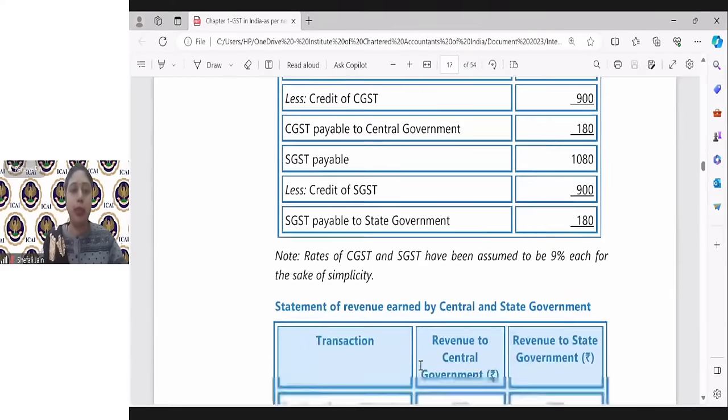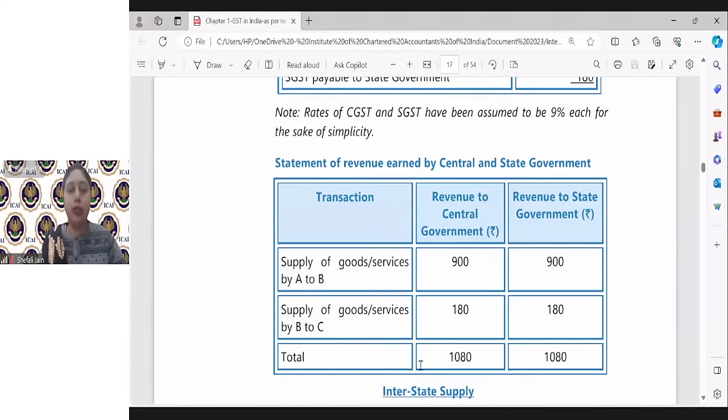Ab is case mein hum lete hain governments ko kaise apportion hua. Statement of revenue earned by central and state government. This is a very simple example kyunki intrastate tha. To do hi log involved the, center ya state ke paas clear amount ja raha hai. Pehli supply jo thi A to B wali, usme central government ko 900 rupees mile aur state government ko 900 rupees mile. Second supply mein, kyunki these 900 had been used by B for making payment to government.